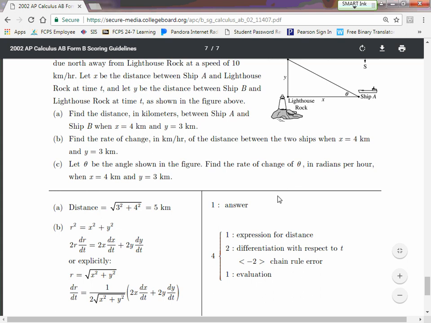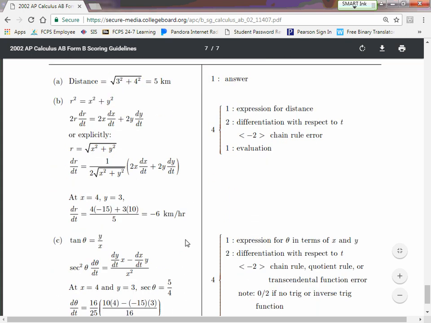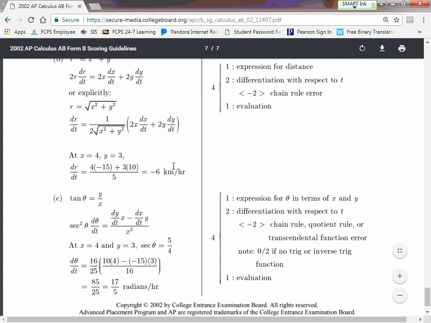There's no wording that indicates whether it's positive or negative, increasing or decreasing. And so they just went ahead and answered it as just straight the answer. So d theta dt equals 17 over 5 radians per hour, dr dt equals -6 kilometers per hour.